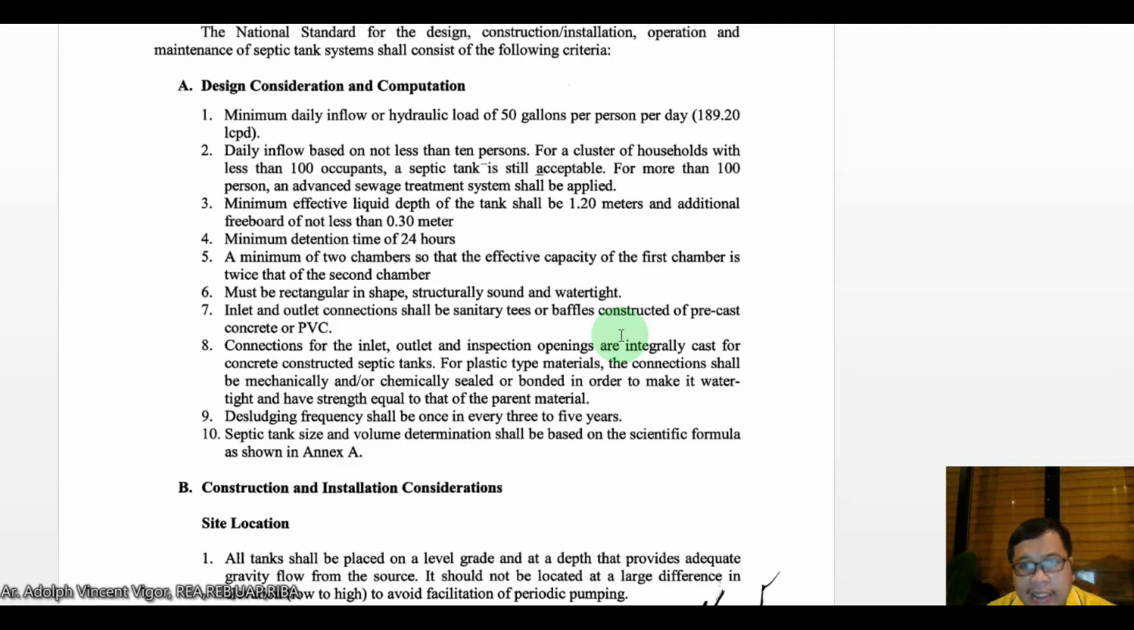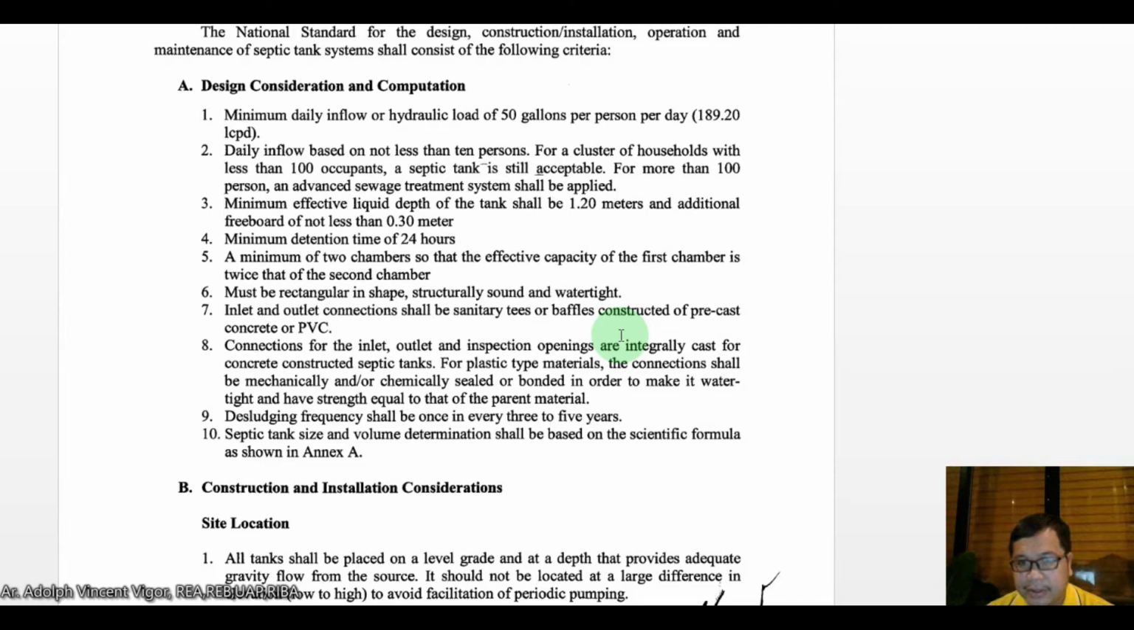Then inlet and outlet connections shall be sanitary tees or baffles constructed of precast concrete or PVC. Connections for the inlet, outlet, and inspection openings are integrally cast for concrete constructed septic tanks. For plastic type materials, the connection shall be mechanically and or chemically sealed or bonded in order to make it watertight and have the strength equal to that of the parent material. Dislodging frequency shall be once in every 3 to 5 years, and the septic tank size and volume determination shall be based on the scientific formula shown in Annex A.